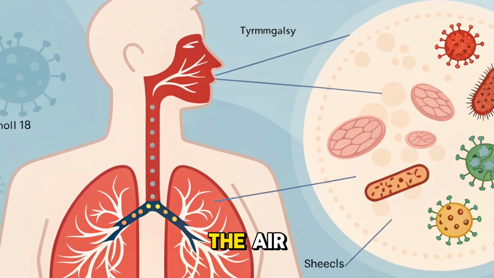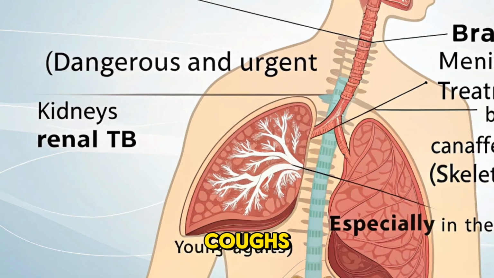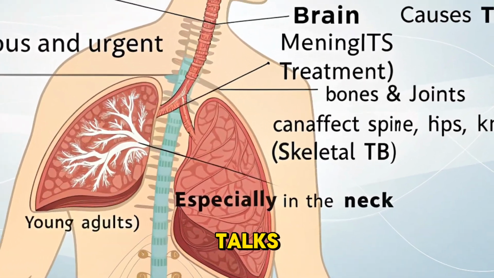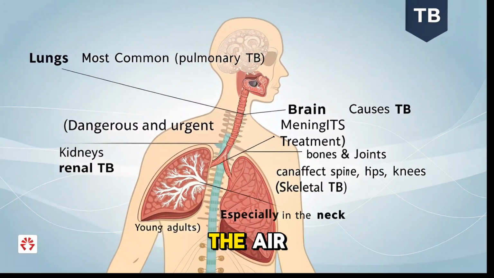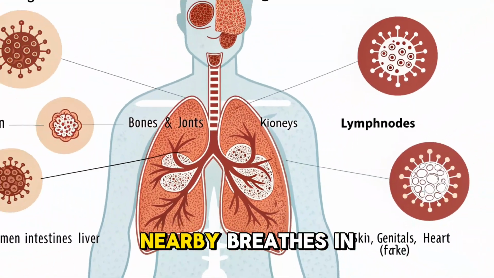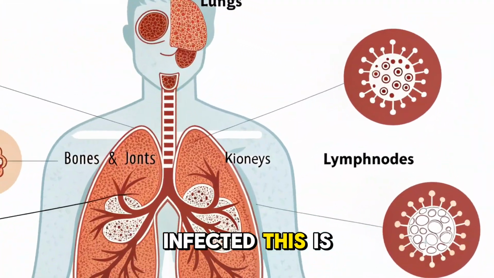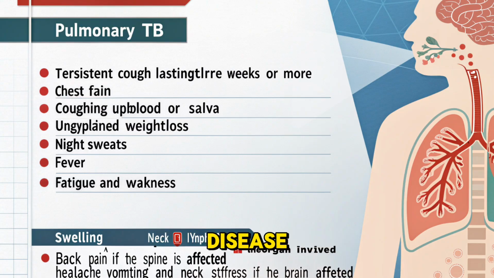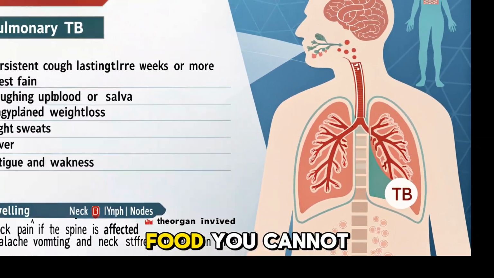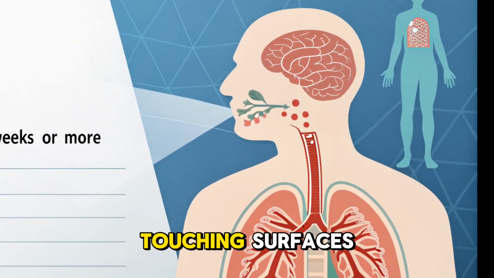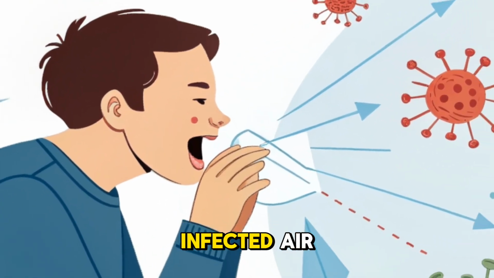TB spreads through the air. When a person with active TB in their lungs coughs, sneezes, or even talks, tiny droplets containing the TB bacteria are released into the air. If another person nearby breathes in these droplets, they can get infected. This is why TB is called an airborne disease. It does not spread by shaking hands, hugging, or sharing food. You cannot get TB from touching surfaces. The only real risk comes from breathing in the infected air.